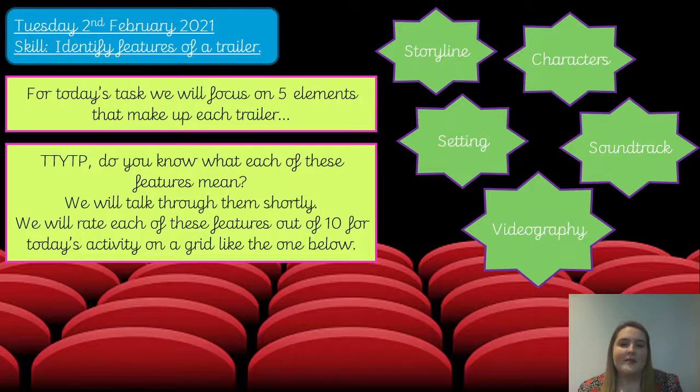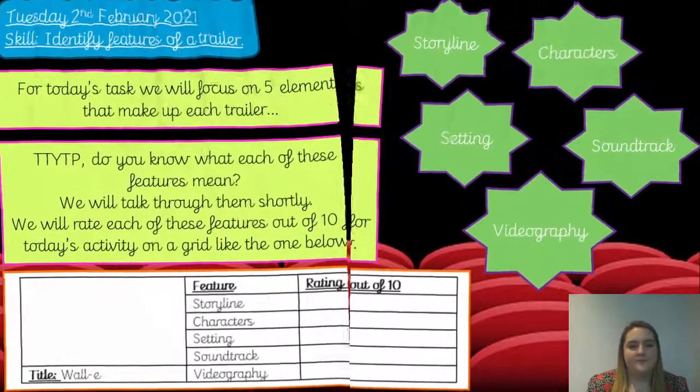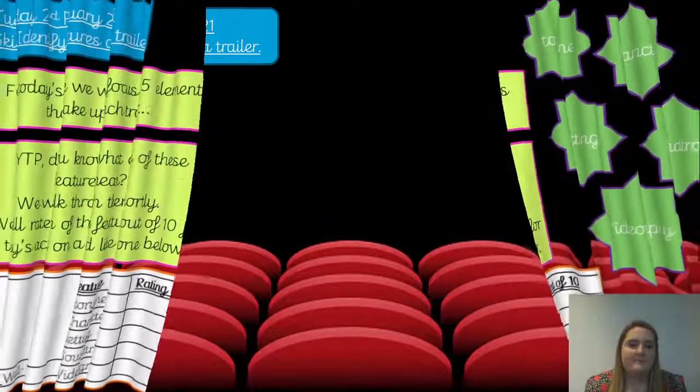Okay, so we're going to go through what each one means in a moment. So we are going to have a grid like this today, okay? And you are going to rate each of those features out of 10 for today's activity. So you can see here then, we've got the title of the film, and we've got those 5 features, which we're going to go through in a second here, and then we're going to give it a rating out of 10. So we're going to give it 10 if you think it's really, really good, or 1 if we think it's not so good, and you're going to rate it on a scale from 1 to 10. So let's see what those features mean then.